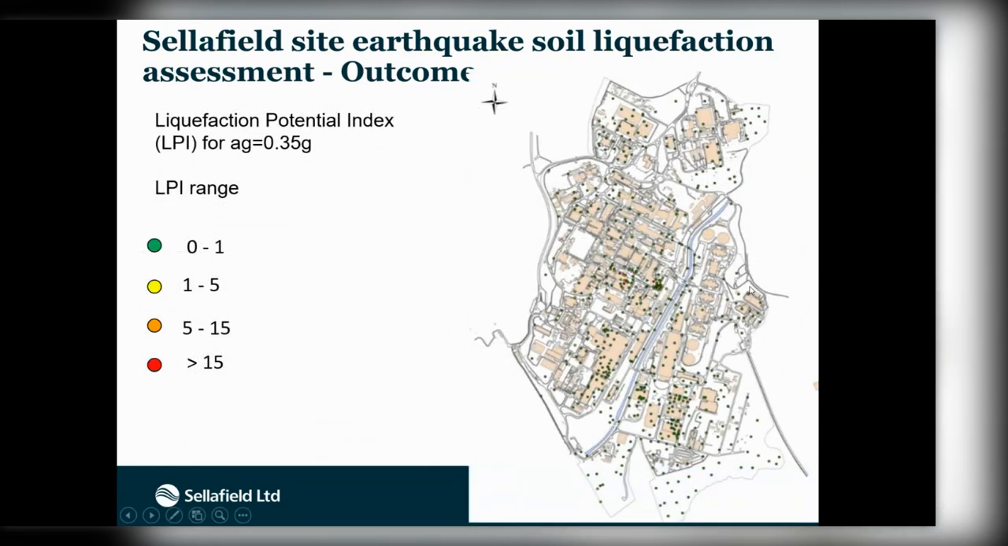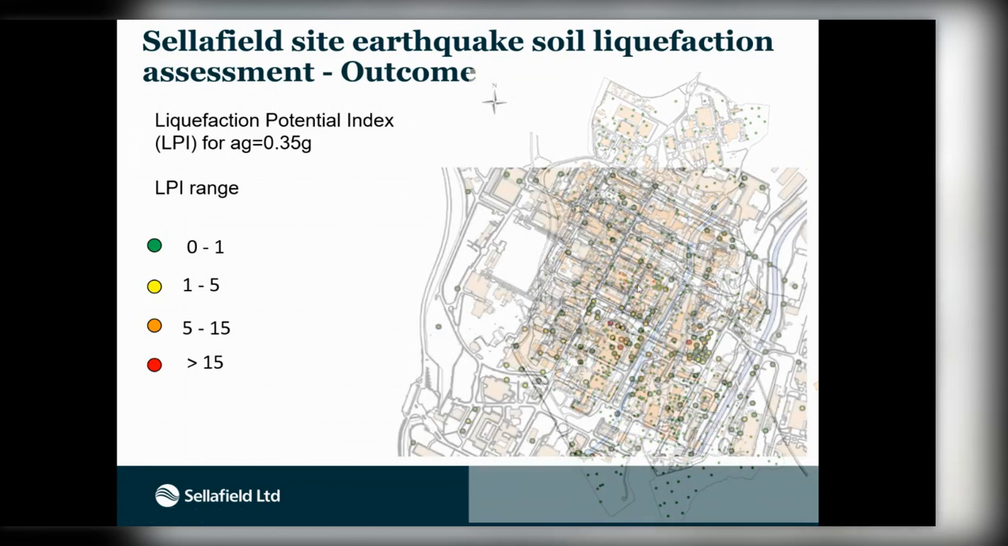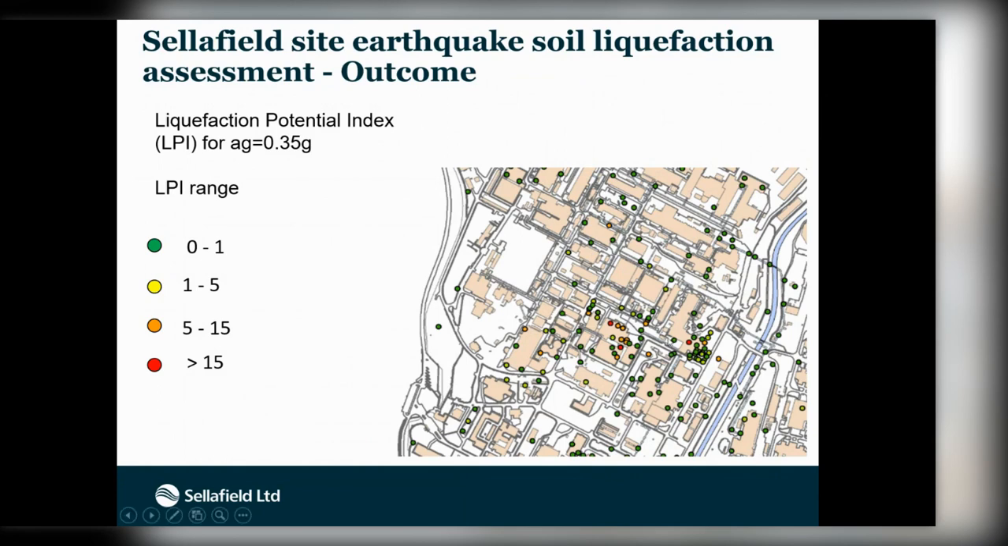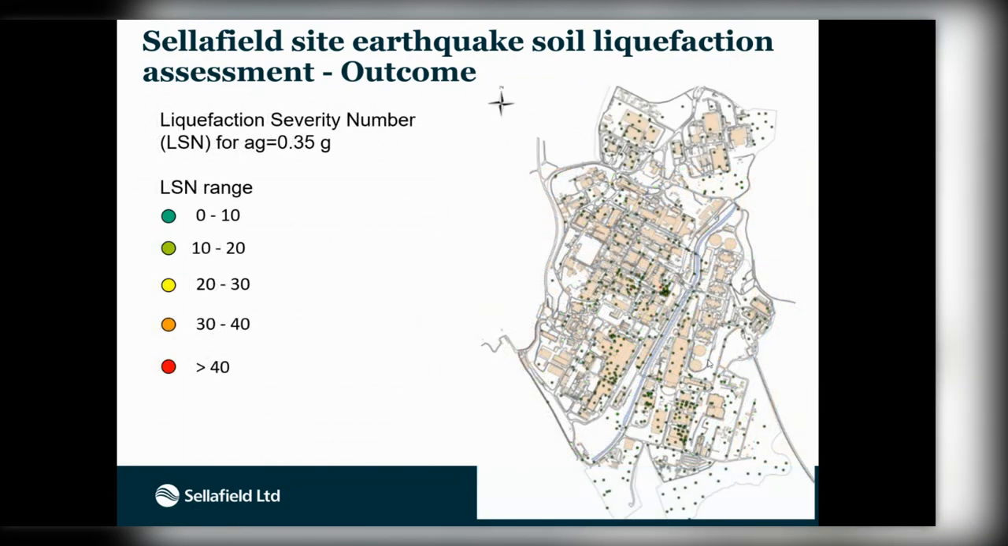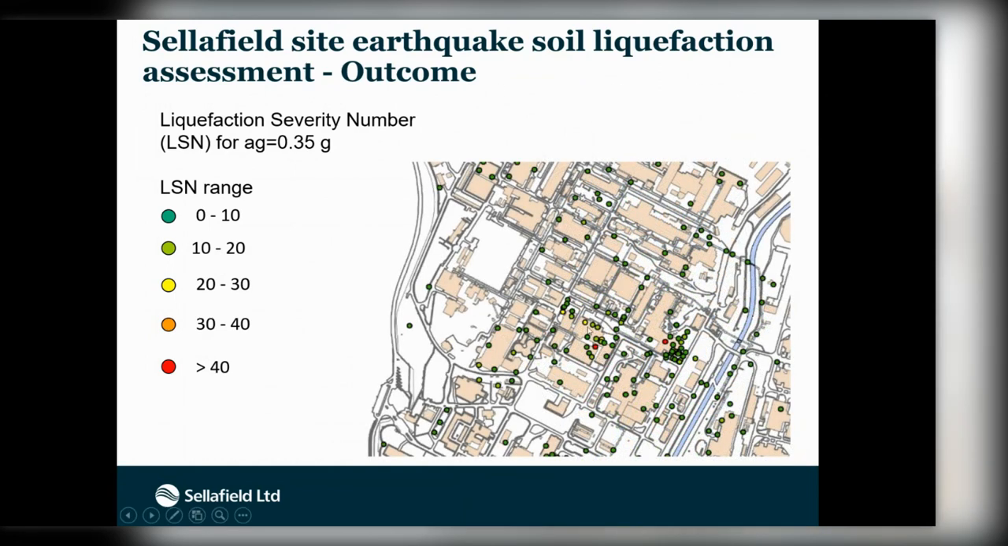Again, these are the maps of the site. This is for the liquefaction potential index, 0.35 g. Again, the central area is where we have recorded the highest values. This is a zoom of that area. As you can see, there are a few boreholes with high probability of liquefaction, two here with very high, here one high with very high, and a couple with a high probability of liquefaction. Again, something similar for the liquefaction severity number. And that's a zoom of the central area. In here, there are three with moderate expression of liquefaction, one with severe damage, and one with severe damage on this side as well.